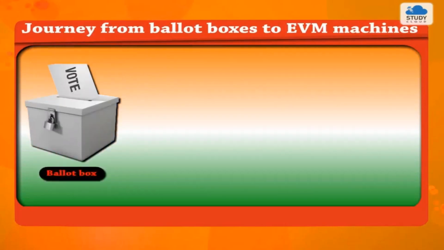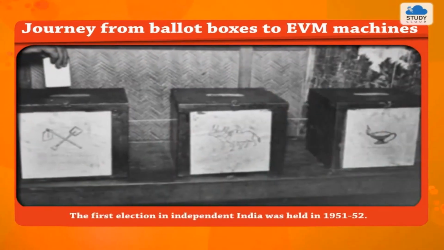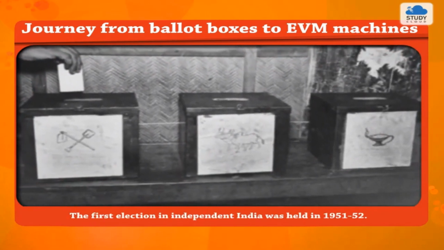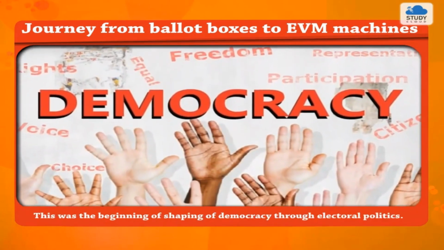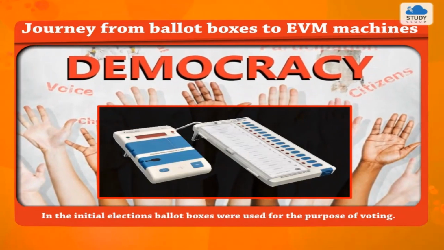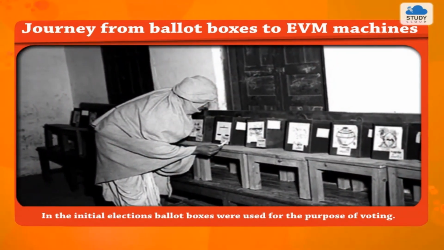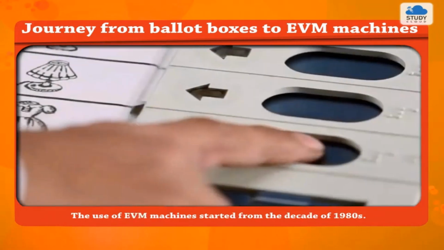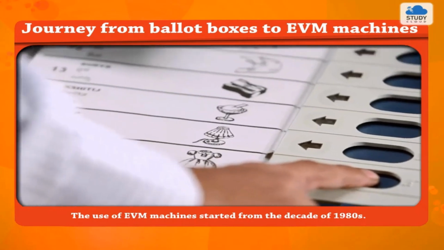Journey from ballot boxes to EVM machines. The first election in independent India was held in 1951 to 52. This was the beginning of shaping of democracy through electoral politics. In the initial elections, ballot boxes were used for the purpose of voting. The use of EVM machines started from the decade of 1980s.